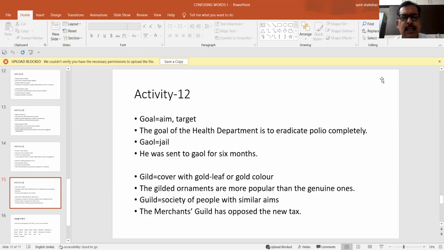Next, guild, a society of people with similar aims. The merchants guild has opposed the new tax. So guild means a society of people with similar aims and similar business activities. That is called merchants guild.